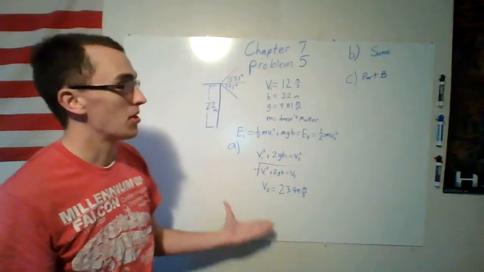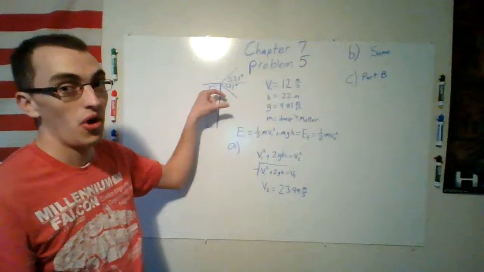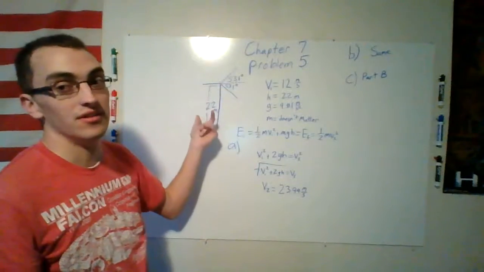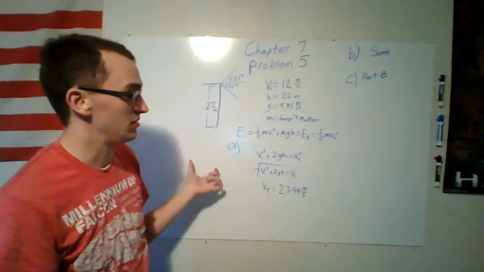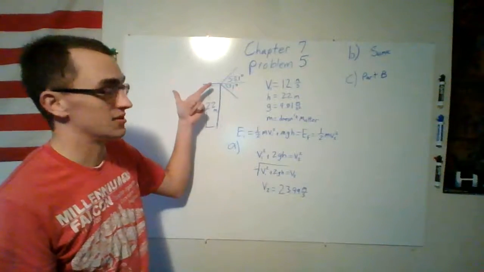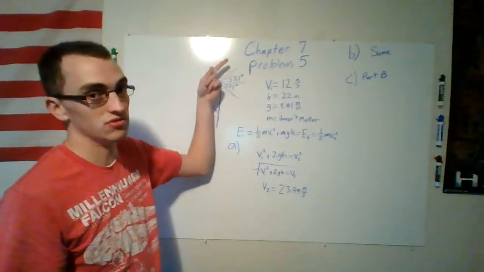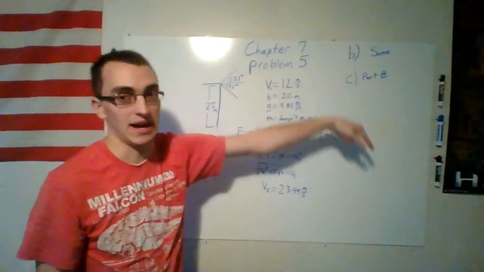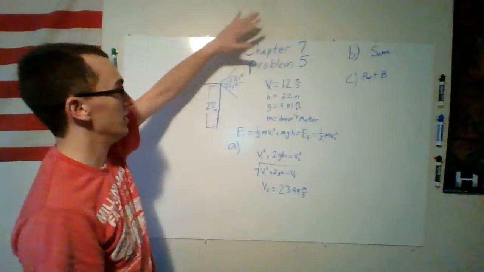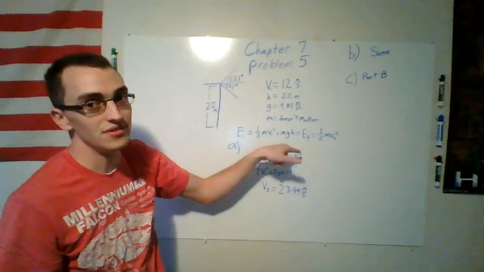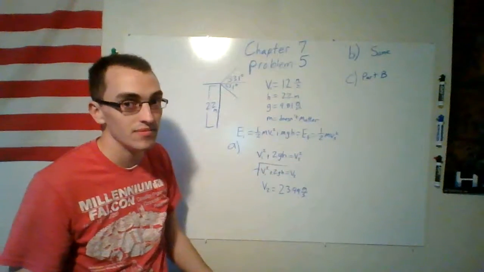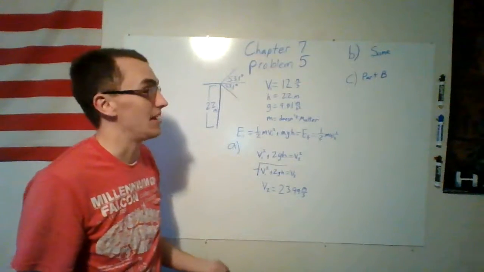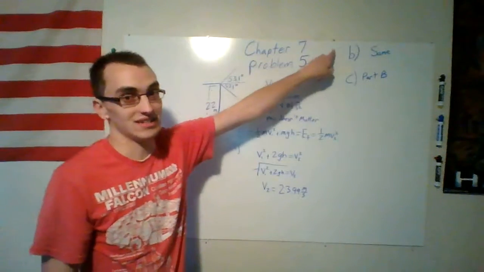Part B, what if the angle's below? Well, it doesn't matter for the sake of this problem, because if it goes up, all it's going to do is lose kinetic energy, hit a peak in gravitational energy, then come back down. We don't care about all this up here. It's just getting to this point faster. But we don't care about time. And there's no air resistance, so that doesn't really matter. So the velocities are going to be the exact same.